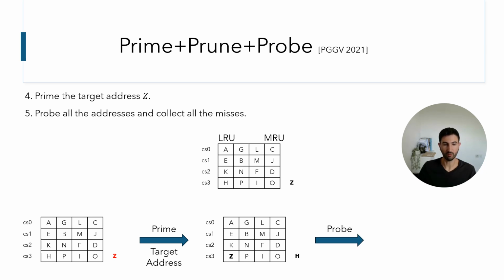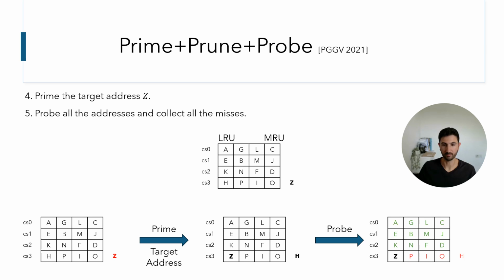Next, we probe the pool of addresses again. All of the addresses in green, which are all the addresses of cache sets 0, 1, and 2, experience a cache hit, whereas all the addresses of cache set 3 experience a cache miss. Then, we collect all the addresses that experienced a cache miss and declare them as an eviction set.